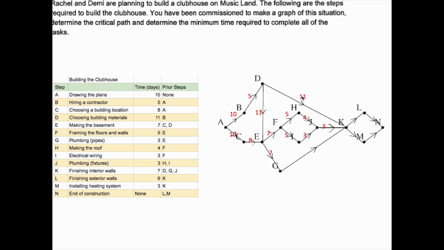Finally put the D up here, 11. The G has a weight of 3. The K has a weight of 7, so 7 and 7. The L has a weight of 6, and the M has a weight of 3.